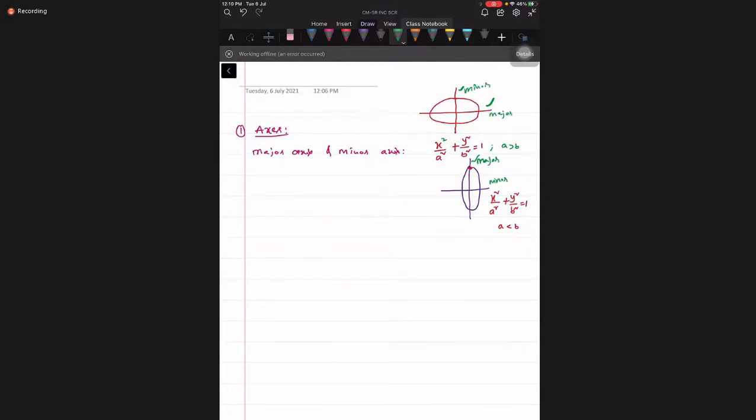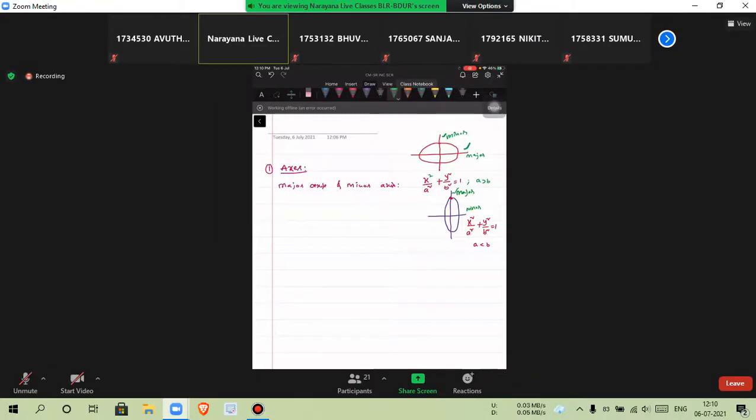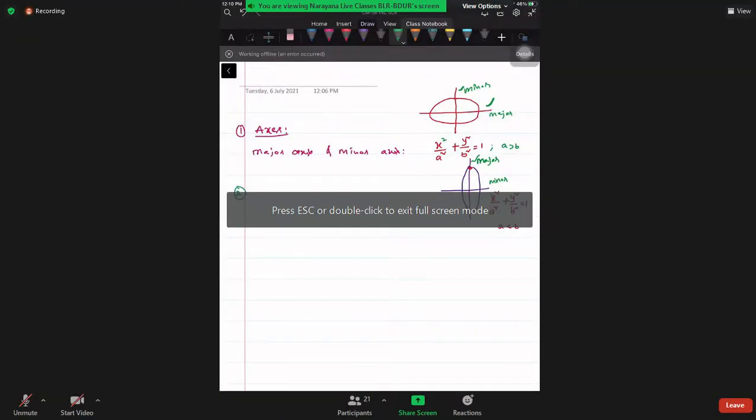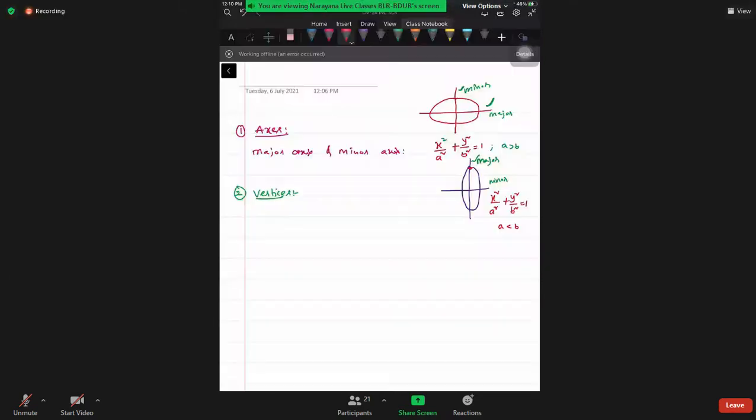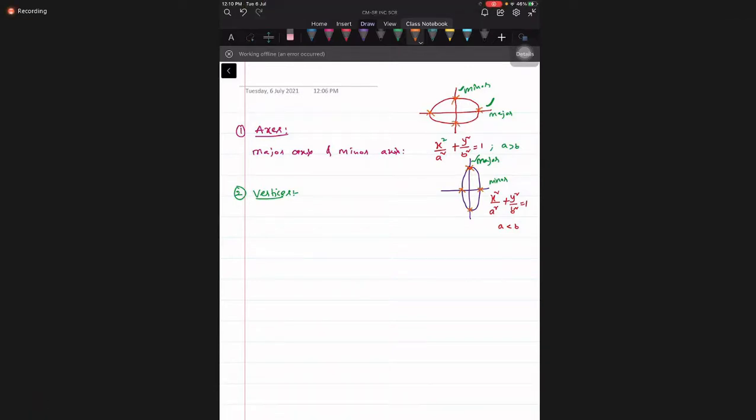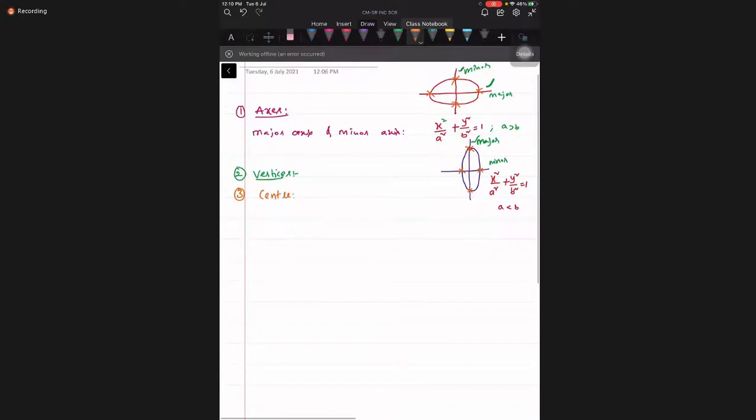Okay, students. If they give one of these suppose, that's why you need to have clarity about the location. That's the first point, students. Once again, I'm just briefing all the points. These are called the vertices. These 4 points are the vertices. Next point, what about the center? The center here is the origin.